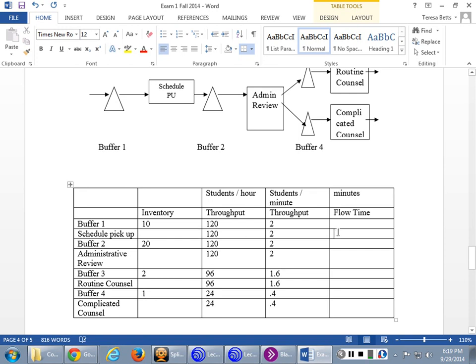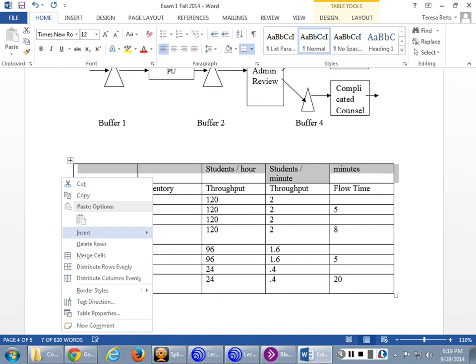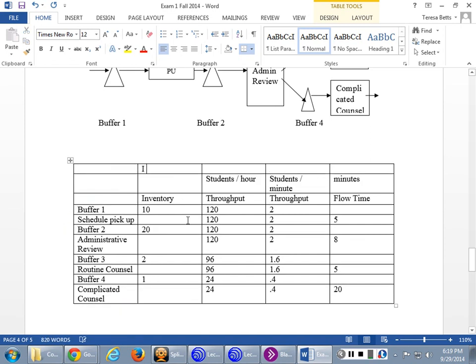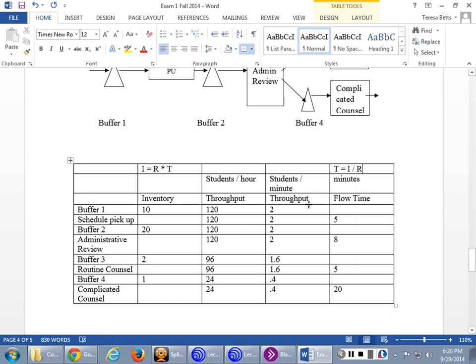Okay, and for the activities, I'm also given the flow time. So it's 5 minutes to schedule a pickup, 8 minutes for administrative review, 5 minutes for routine counsel, and 20 minutes for complicated counsel, right? And in that same way that we did before, I just know that for inventory, it's throughput times flow time, and for flow time, it's inventory divided by throughput, right? And so then I just need to crunch the numbers.